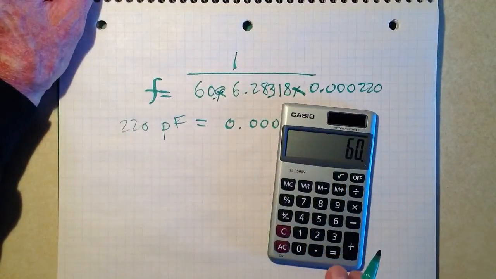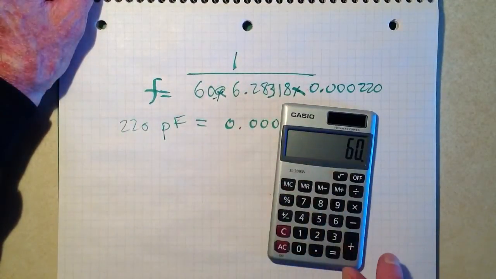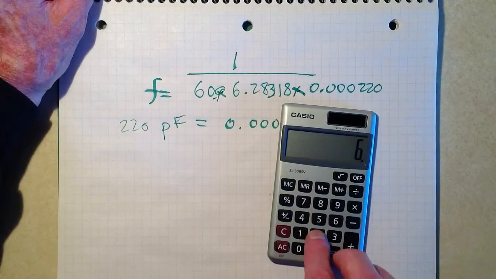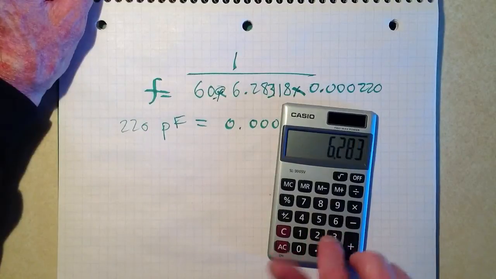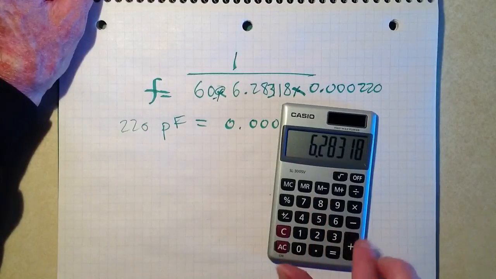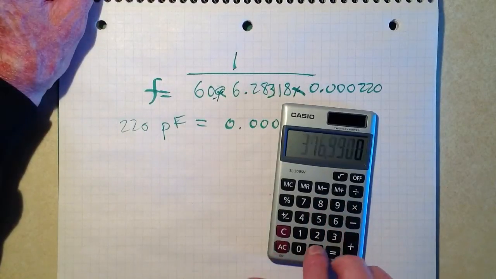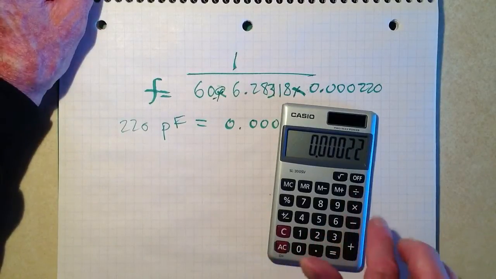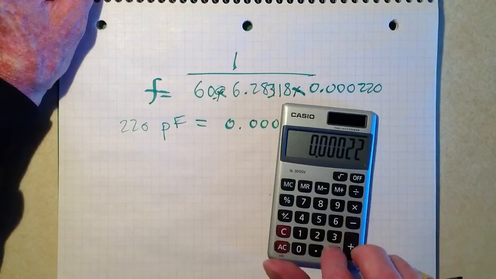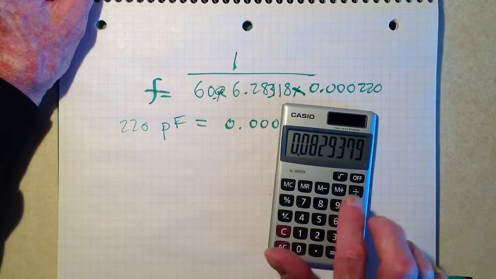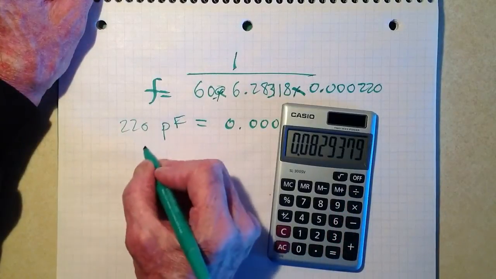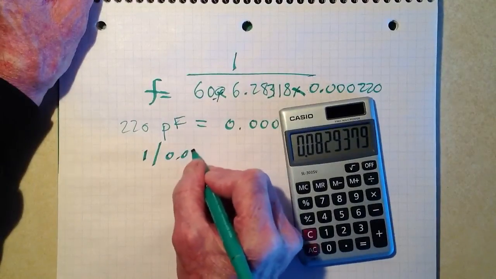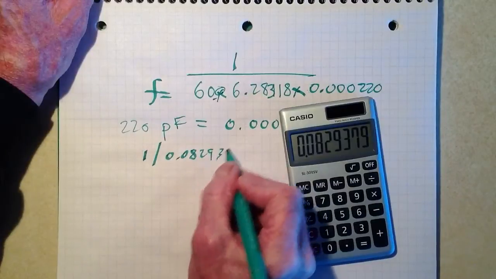Did I forget that before? 60.0 times 6.28318 times 0.000220 equals 0.0829379.